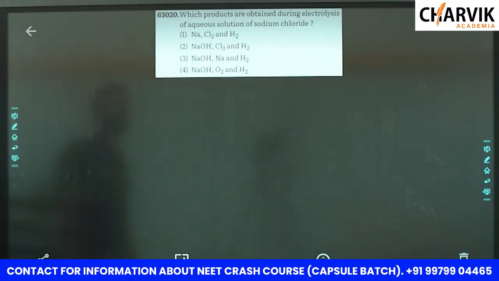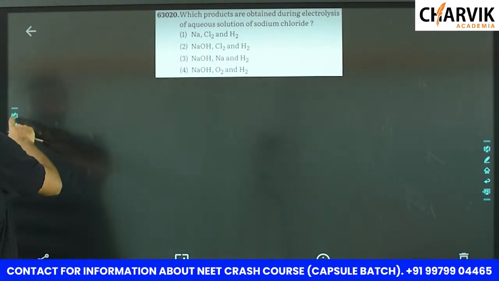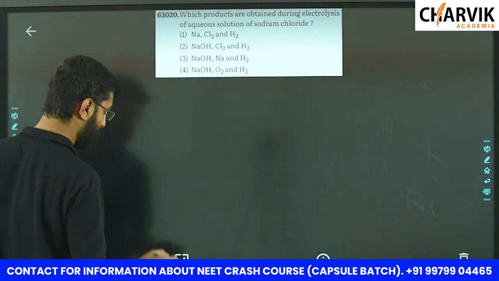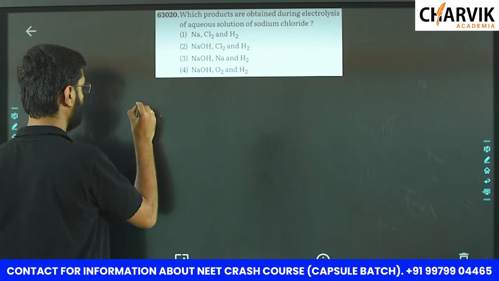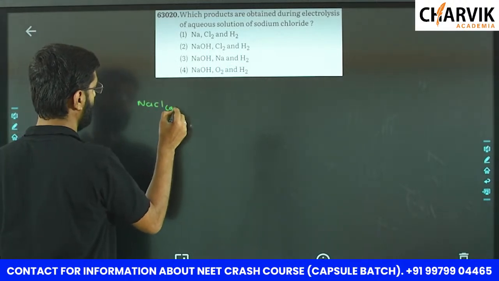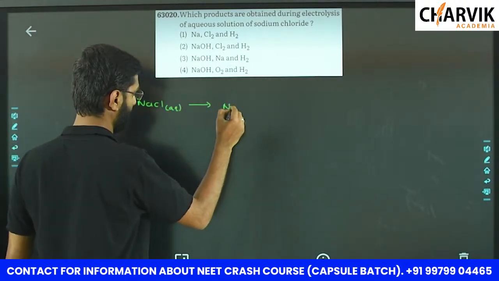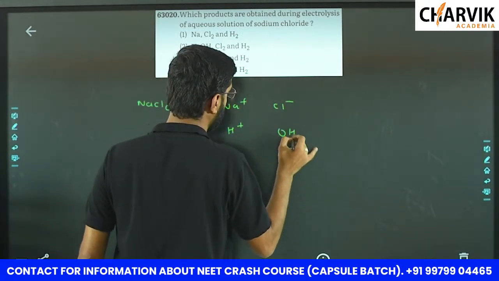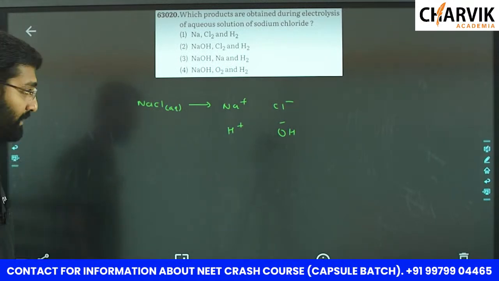Which products are obtained during electrolysis of aqueous solution of sodium chloride? Okay. Aqueous solution of sodium chloride, NaCl aqueous, has Na+ ion, Cl- ion, H+ ion and OH- ion.